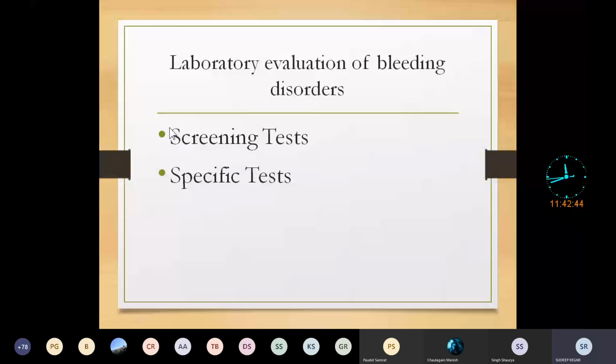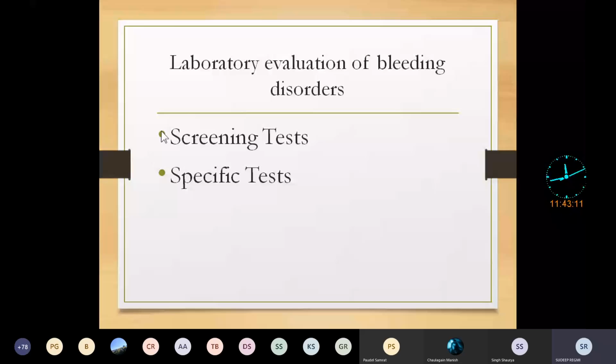Now you have to keep in mind the normal hemostasis. When we do the screening test, we will check the normal hemostasis. Where is the problem? Either in the primary hemostasis or the secondary hemostasis. And in primary hemostasis also, what is the problem? But more specifically, we'll do that in the specific tests. But now let's talk about the screening tests.